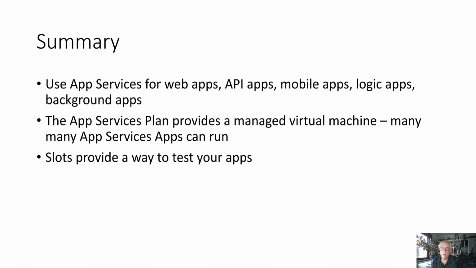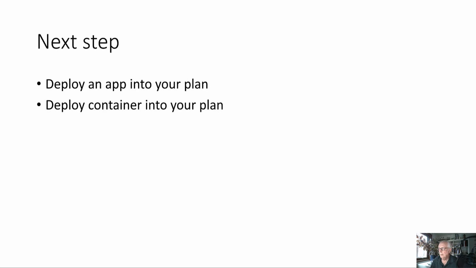So we discovered that app services are for web apps, API apps, mobile apps, background apps. The app services plan is used to manage the virtual machine, and slots provide a way to test our apps, or to do A/B testing, or to show two different versions to the customer. So your next step is to go ahead and deploy an app to the plan or deploy a container to the plan, and we'll cover that next time.